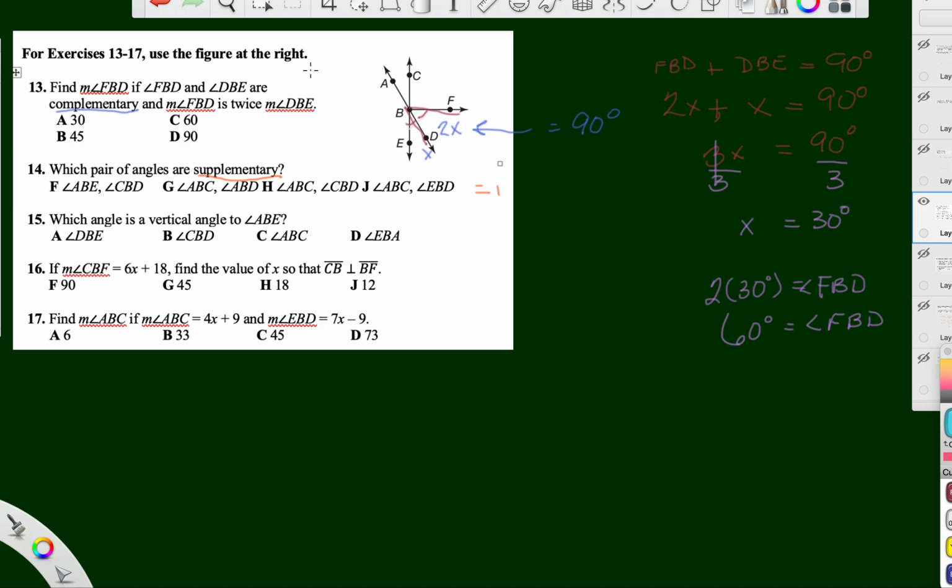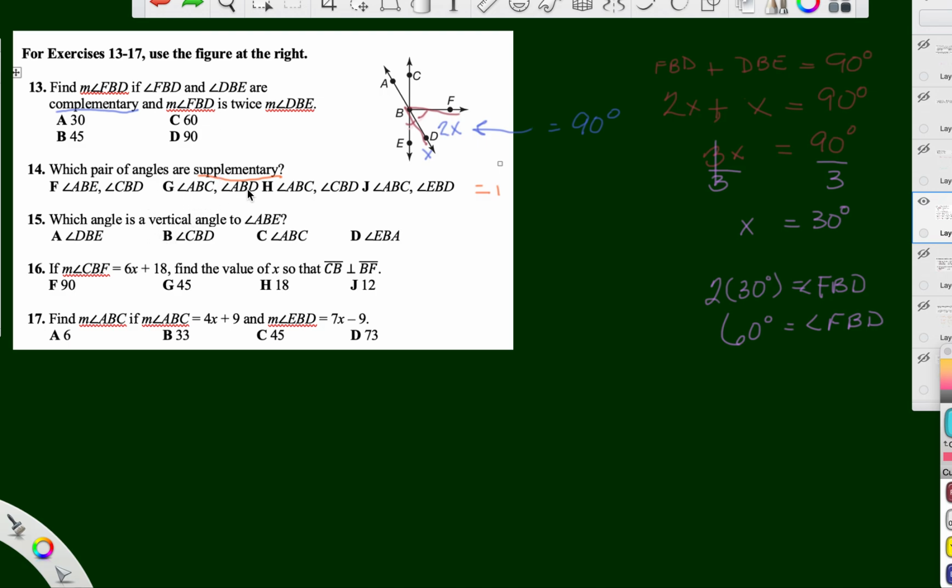So ABE, that's this angle here. Sorry about that. And CBD. Nope, they do not. First of all, they add up to way more than 180 degrees, right? They're vertical angles. They're the same measure, but they're both obtuse. Therefore, that couldn't possibly be our answer.